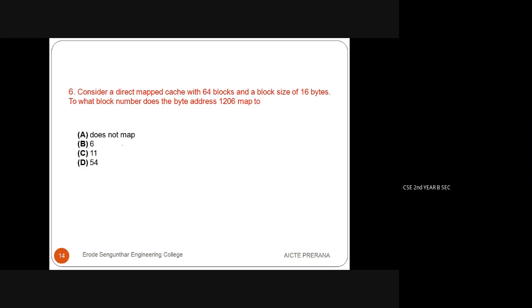Consider a direct mapped cache. There are two types of cache mapping, direct mapping and indirect mapping, out of which they have given direct mapping. So the direct mapped cache size is 64 blocks and the block size is 16 bytes. To what block number will the address 1206 map? That is the question.